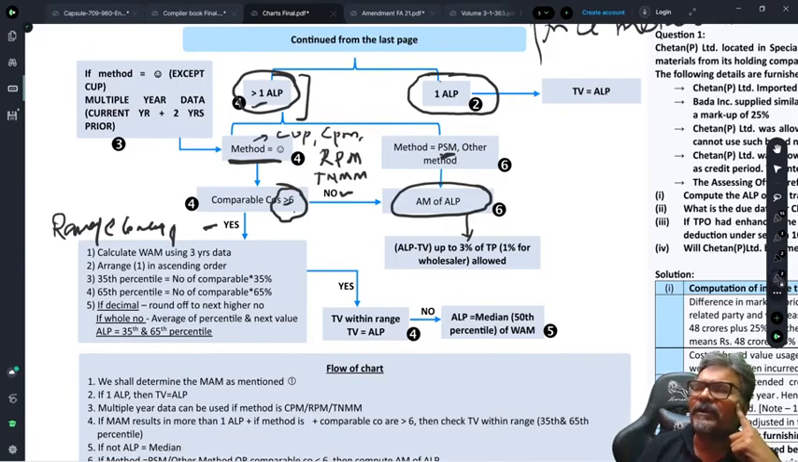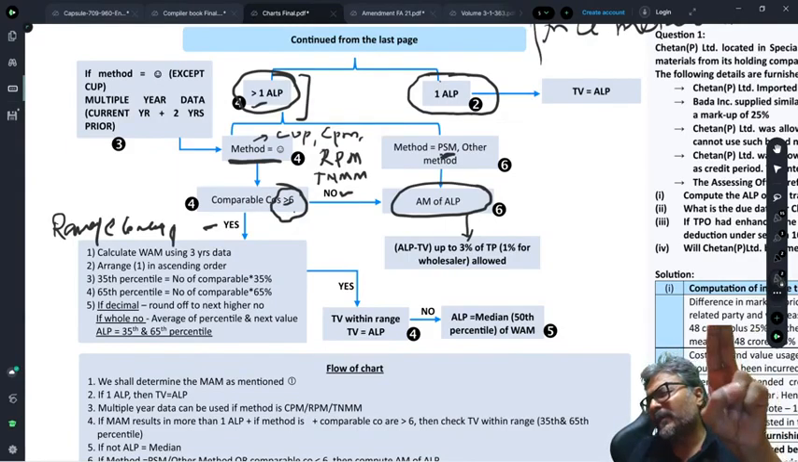If it is 3.5, what did I tell you? You have to always go with the next number, which is 4. Therefore, in this case, 3.5 means the next number is 4. Against 4, whatever is the ALP, that is your final answer. And that is what you are going to select for the purpose of doing the comparison with the transfer price. The difference will be the final transfer pricing adjustment that you have to do.